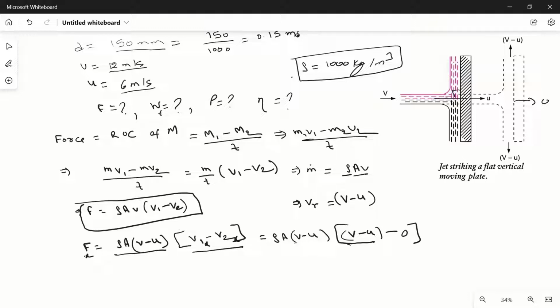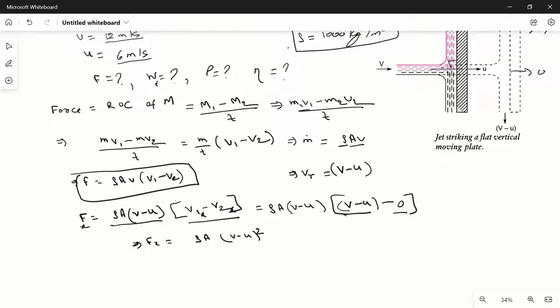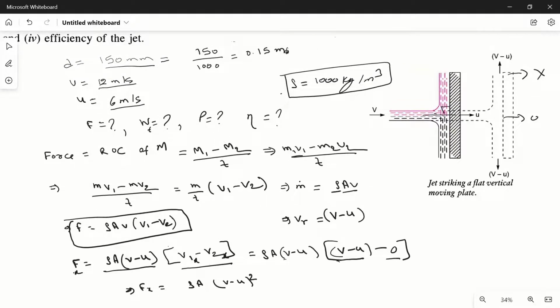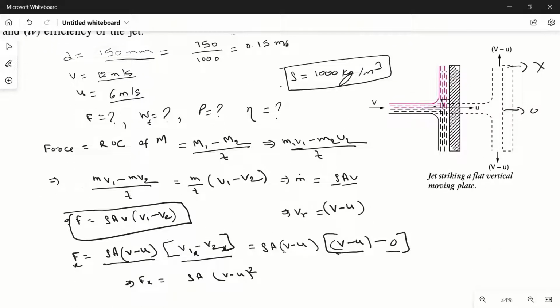Velocity at outlet in x direction. At outlet here in x direction there is no velocity, so it will become 0. So we have the formula Fx is equal to rho a v minus u whole to the square. So this is the value of force exerted by jet on this plate in horizontal direction. Now we have various values we had written already.